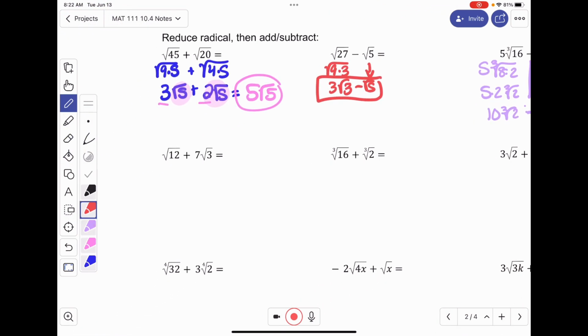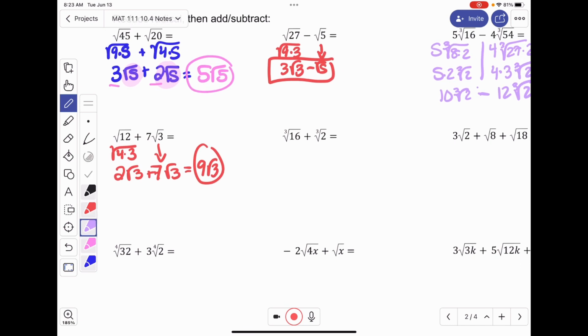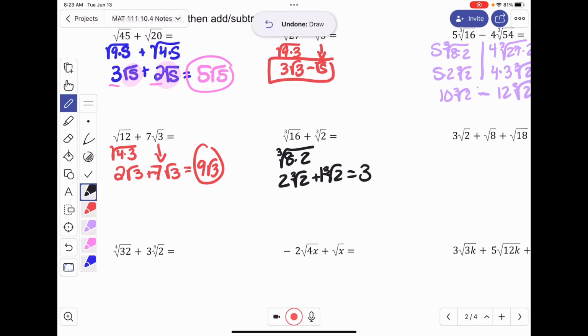Here, if I reduce the 12, it's 4 times 3. Square root of 4 is 2. The root 3 here is already simplified, but now they match and I can add. 2 plus 7 is 9. Here, we're going to do cubed root 16, so that's 8 times 2, which becomes 2 cubed root 2 plus cubed root 2. So if we have 2, add 1 more, we get 3.